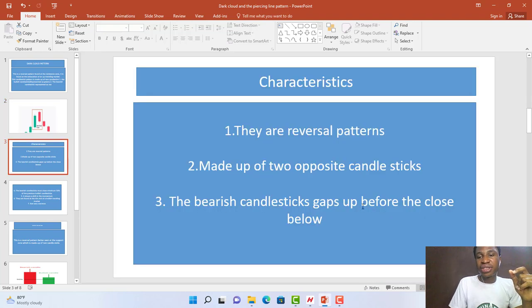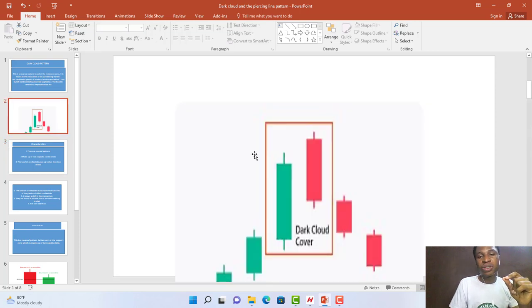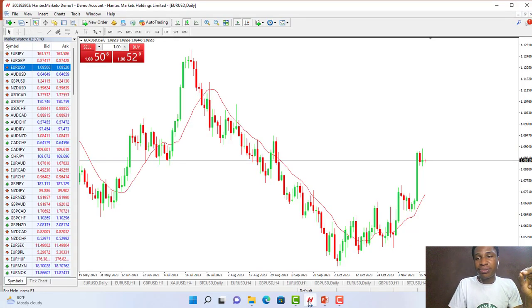Not only that, the bearish candlestick gaps up before closing below. That's the uniqueness between this candlestick and every other type of candlestick. There is usually a gap up before it starts closing below. You can see at the close of this candlestick here, there was a gap up. Ordinarily, this bearish candlestick is supposed to have started here, but no, it gave a gap to the upside, closing below. Let's go to the chart.